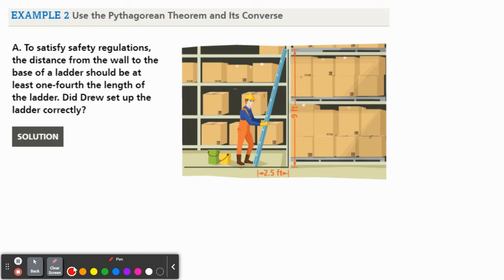This says, to satisfy safety regulations, the distance from the wall to the base of a ladder should be at least 1/4 the length of the ladder. Did Drew set up the ladder correctly?